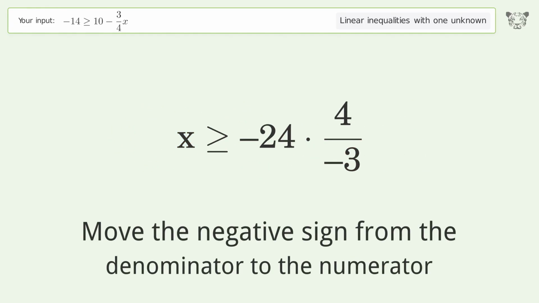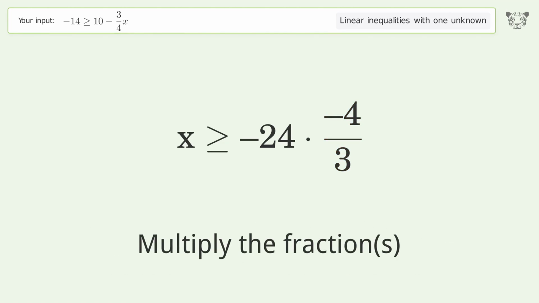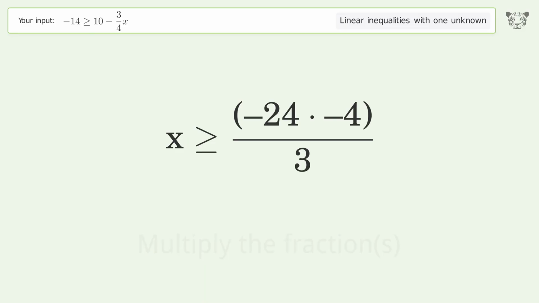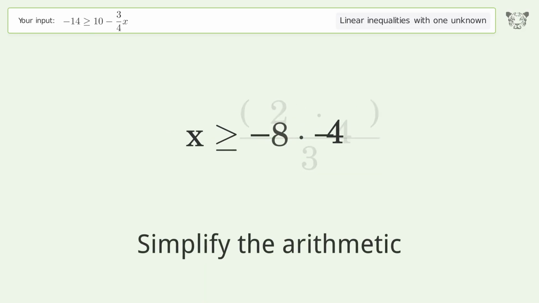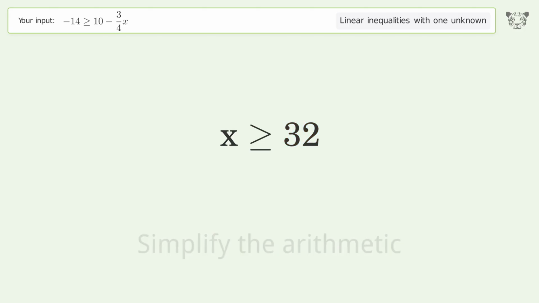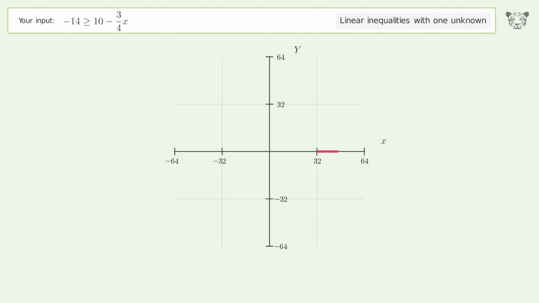Move the negative sign from the denominator to the numerator. Multiply the fractions. Simplify the arithmetic. Plot the solution on a coordinate grid. And so the final result is x equal or greater than 32.